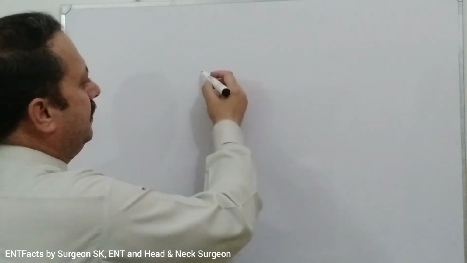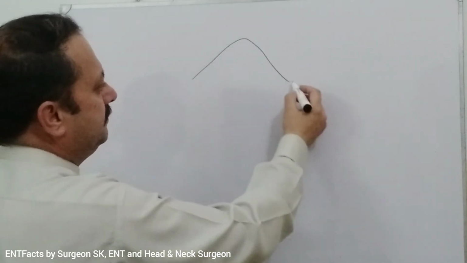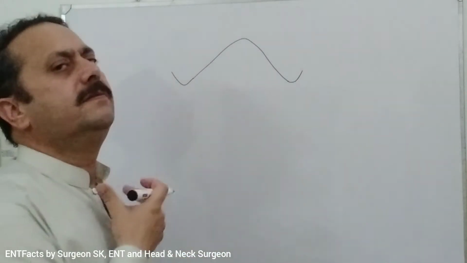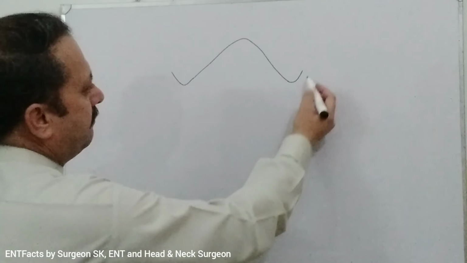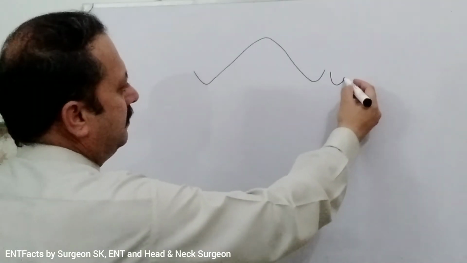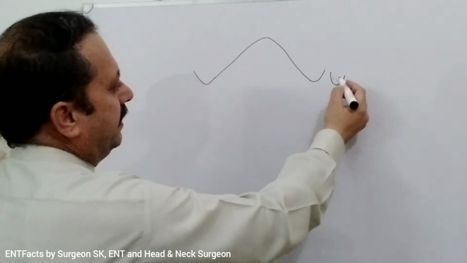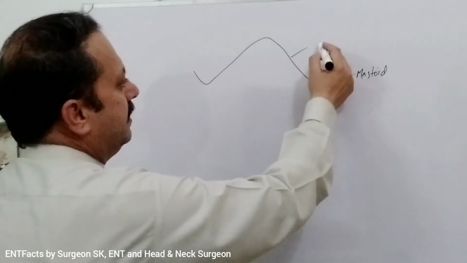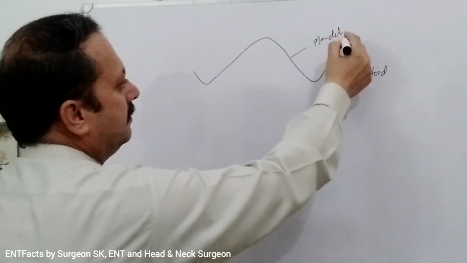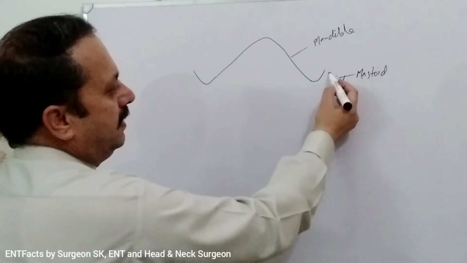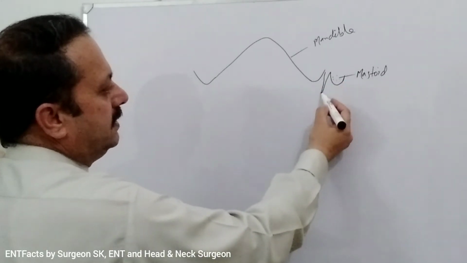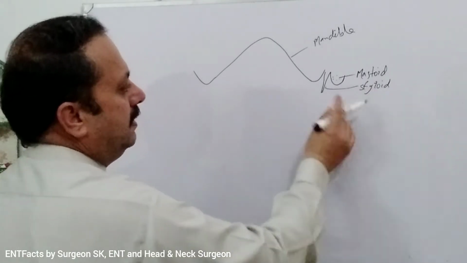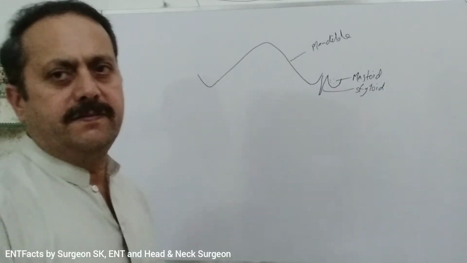You know, if I make the mandible like this, from below, here another bone, that is the mastoid. This is mandible. Another projected bone that is called the styloid process. These two are two parts of the temporal bone.